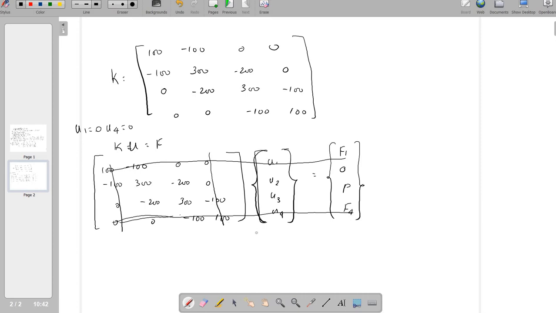So the remaining values are 300, minus 200, minus 200, 300. This is the simplification process depending upon the boundary conditions. Only the displacements U2 and U3 are unknown, with the available force of P. I am keeping P in letter form. Later we can substitute the value of P.